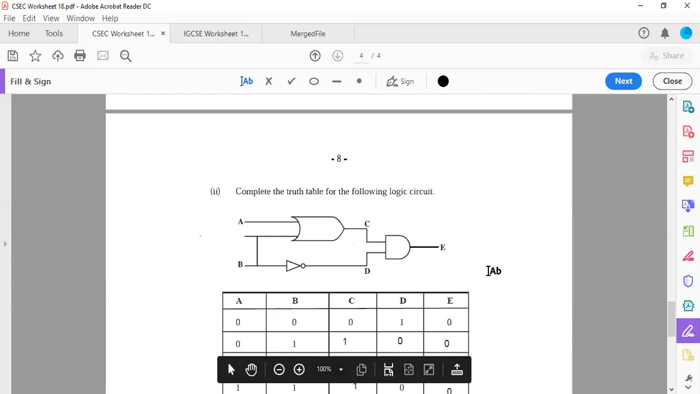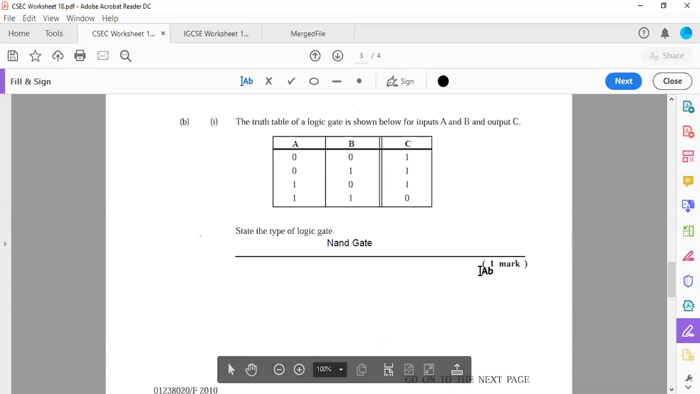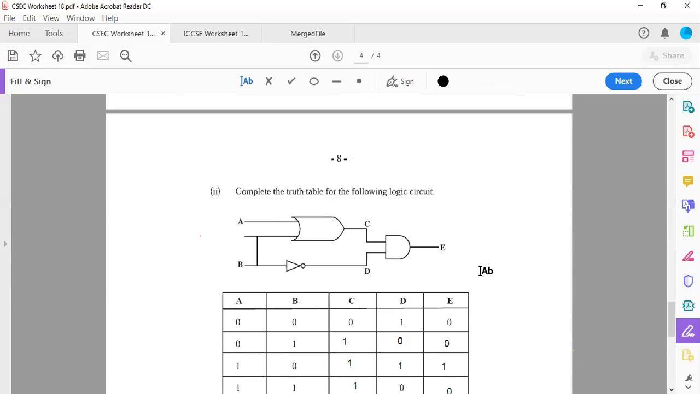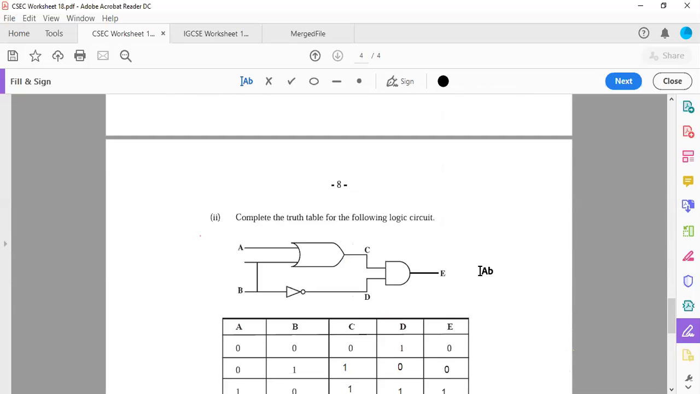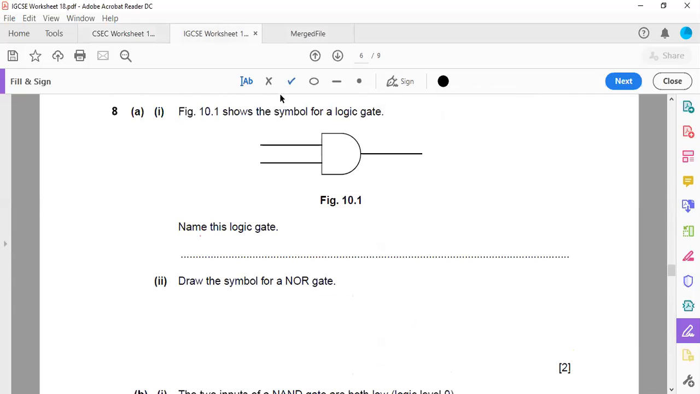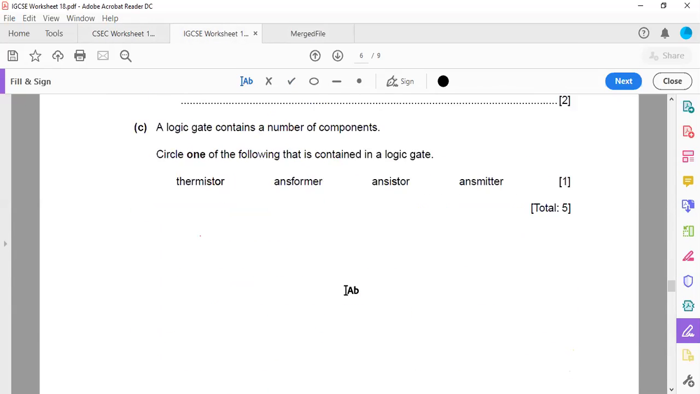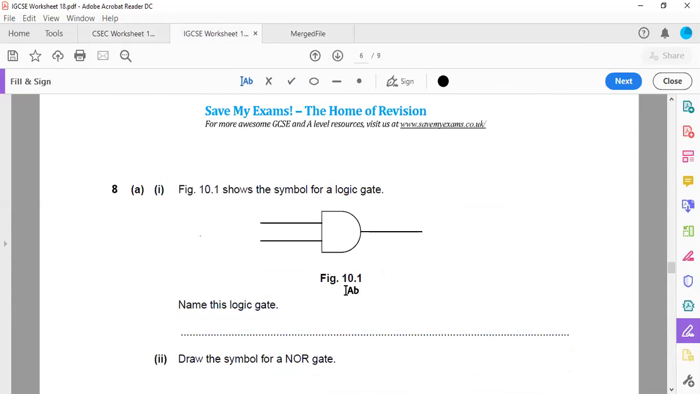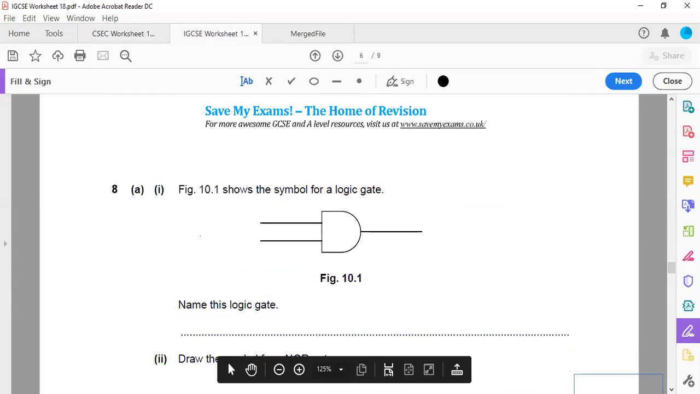Good. So this is a CXC past paper question. Let's show the marks: you get 1 mark, 4 marks, 9 marks. So we're going back to another IGCSE question, taken from a past paper, but yes, this is a past paper question.